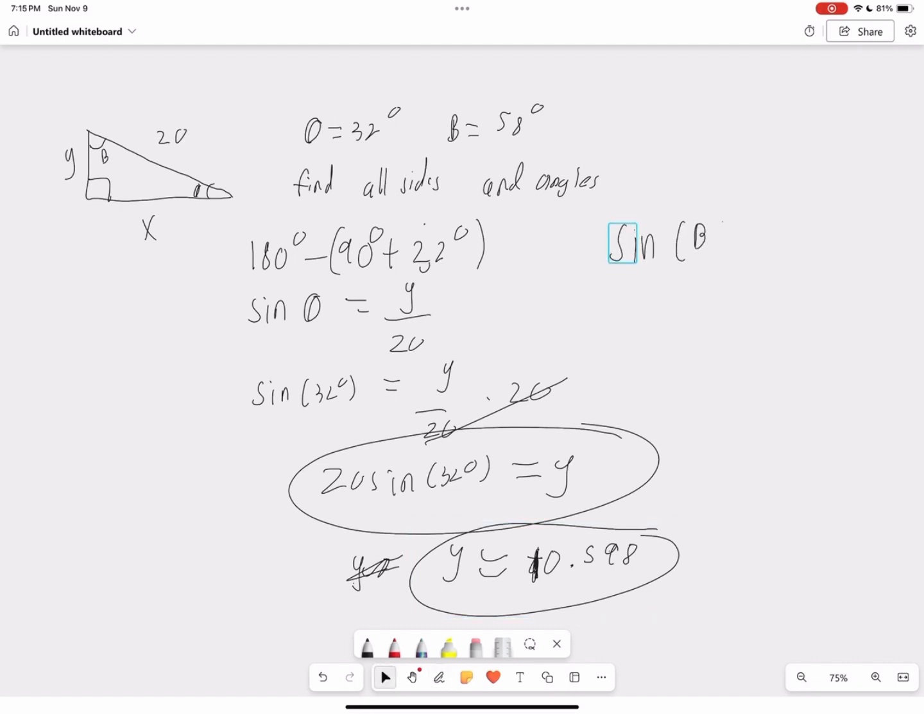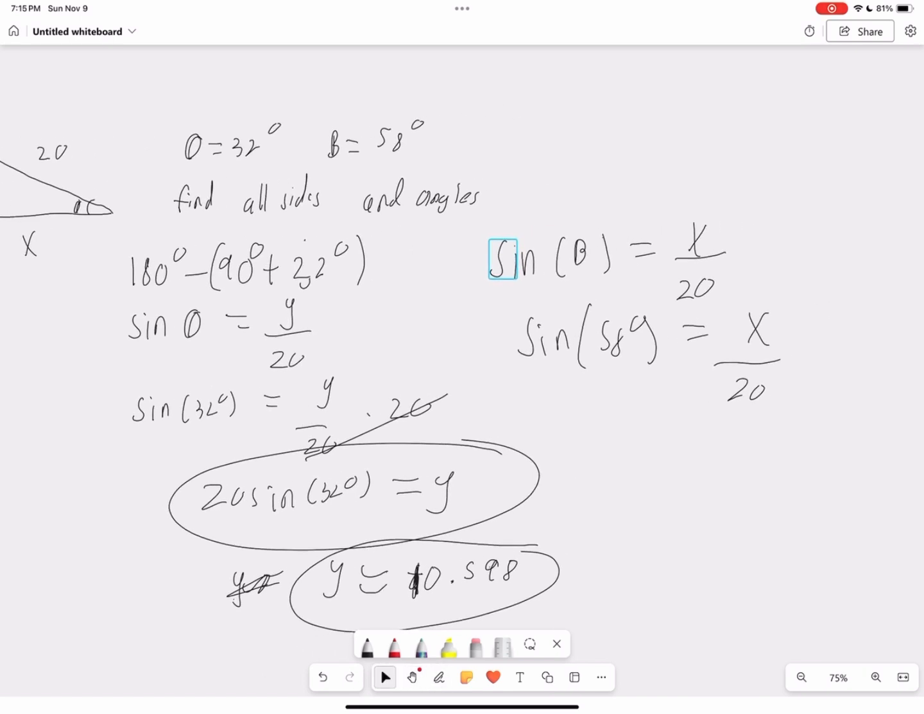So again, let's do sine of beta equals x divided by 20. And we can input a placeholder. B is a placeholder so far, so it's 58 degrees equals x divided by 20. Go ahead and solve for x. So x equals 20 sine of 58 degrees.